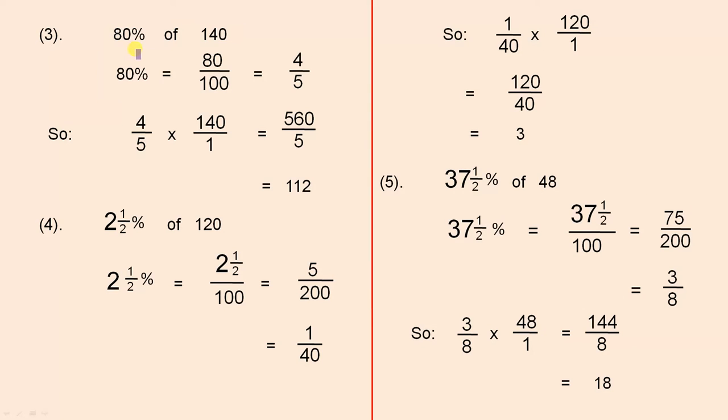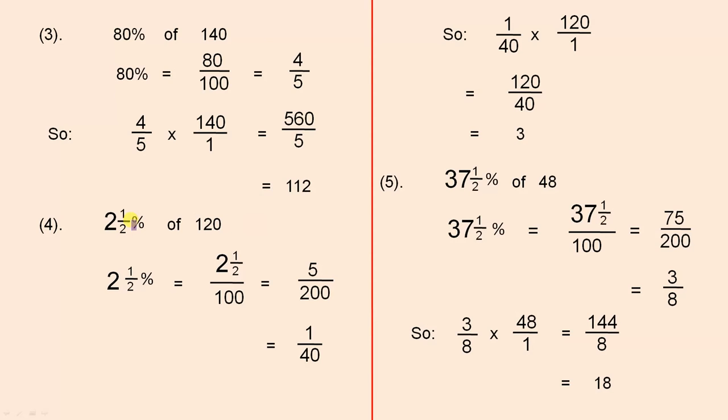Number 3. 80% of 140. 80% is 80 over 100, which is 4 over 5. Of course, you divide top and bottom by 20. So 4 over 5 times 140 over 1. 4 times 140 is 560. 5 ones are 5. 5 divided into 560 goes 112 times.